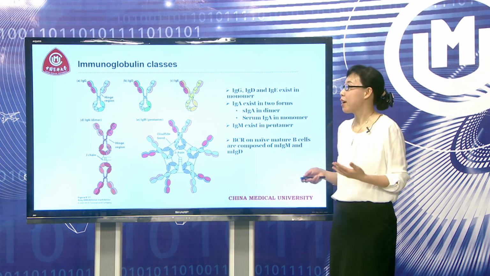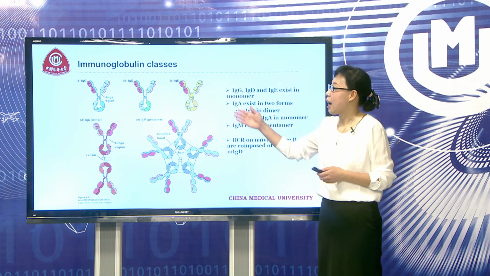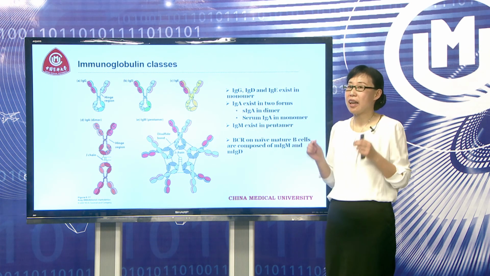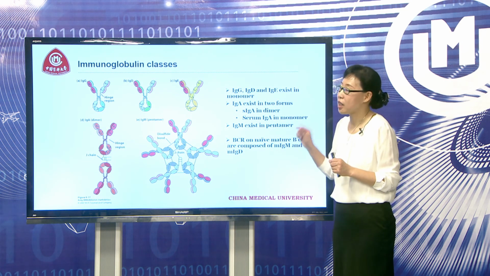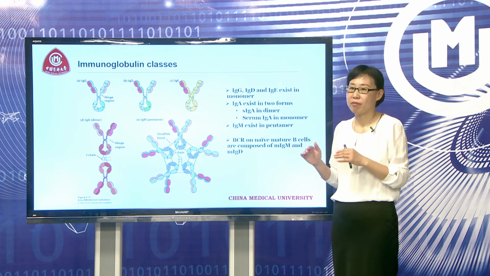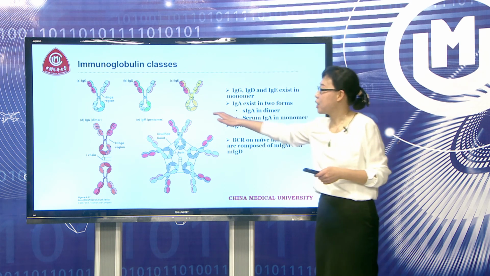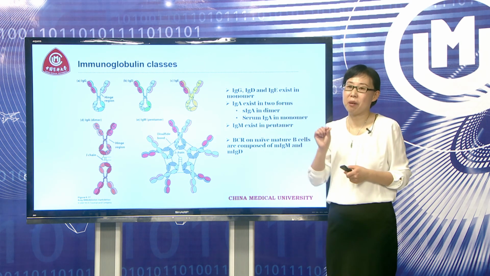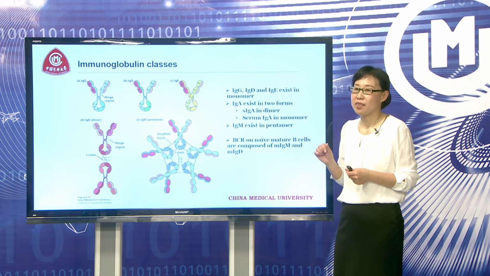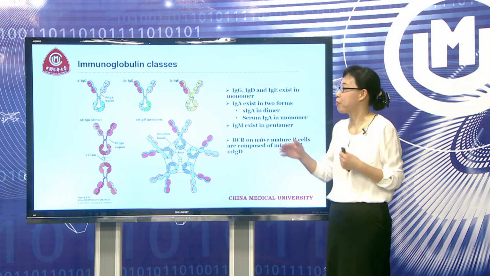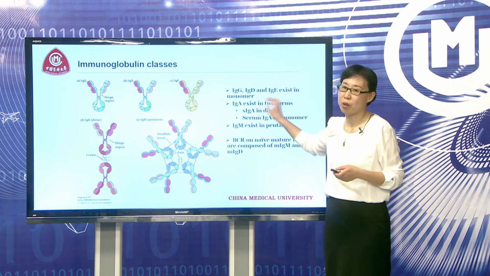Finally, let's compare the different classes of immunoglobulin. So IgG, IgD, and IgE exist as monomers. IgG is the most abundant in the serum. They perform so many functions. They protect us. And IgE is at a very low level in the serum. Sometimes it is involved in allergic reactions. So we can see that allergic people can produce a lot of IgE.